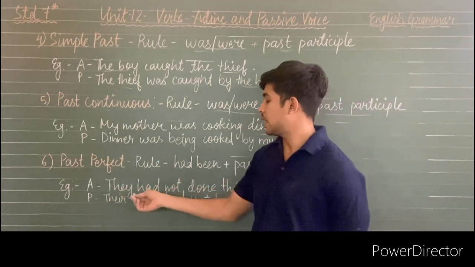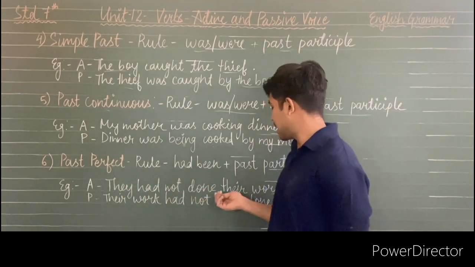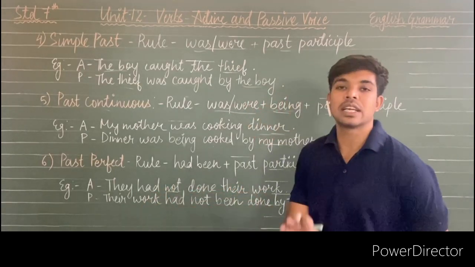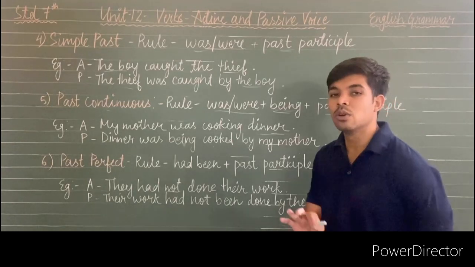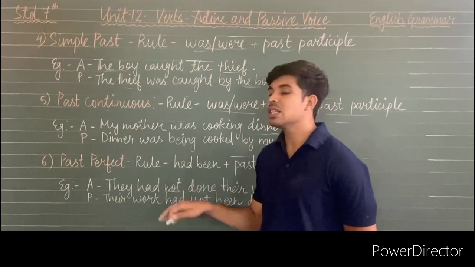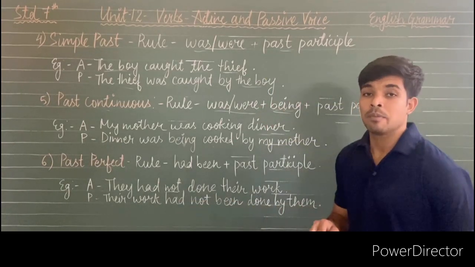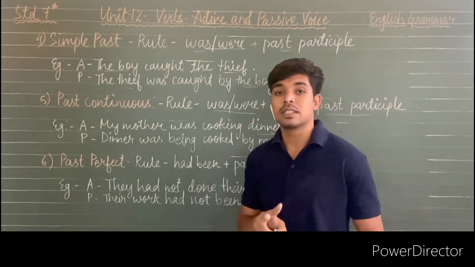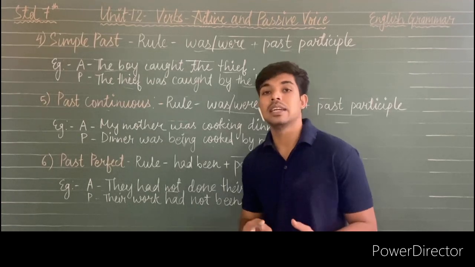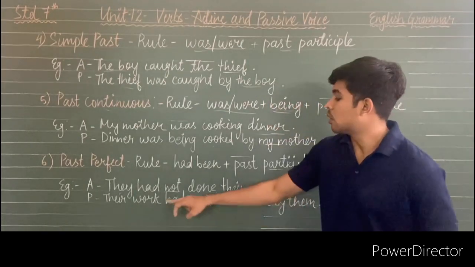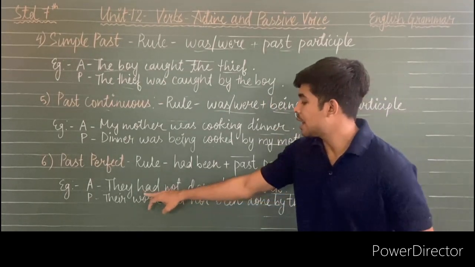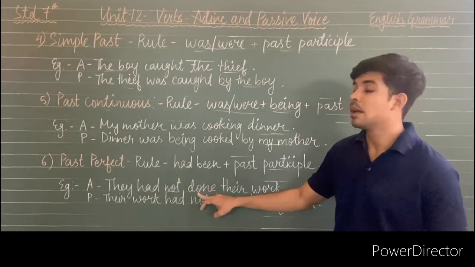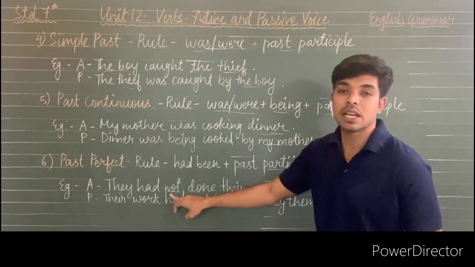So here, they had not done their work. This is a negative sentence because not is used. Whenever no or not is used, not is always used between two verbs of a sentence. First is the auxiliary verb and the second is the main verb. So not is used here, right? Had is the auxiliary verb, done is the main verb. So in between we have added not.